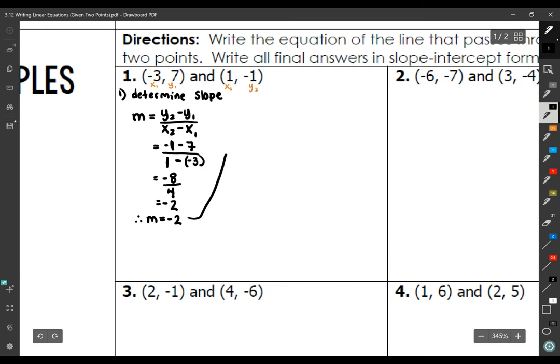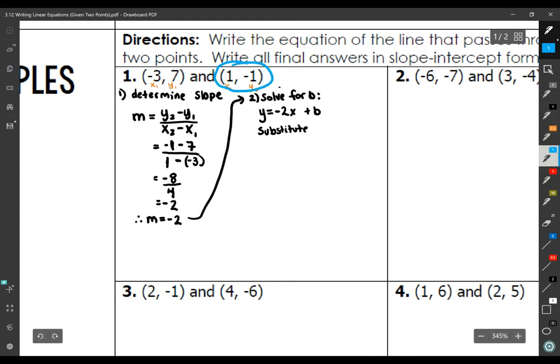Now we're going to move on to step 2, where we're going to solve for our b. We create our partial equation: y is equal to negative 2x plus b, where we don't know what b is. So we're going to substitute either one of these points. It doesn't matter. Substitute in this point or this point, you will get the same answer, believe it or not. You'll get the same answer for b.